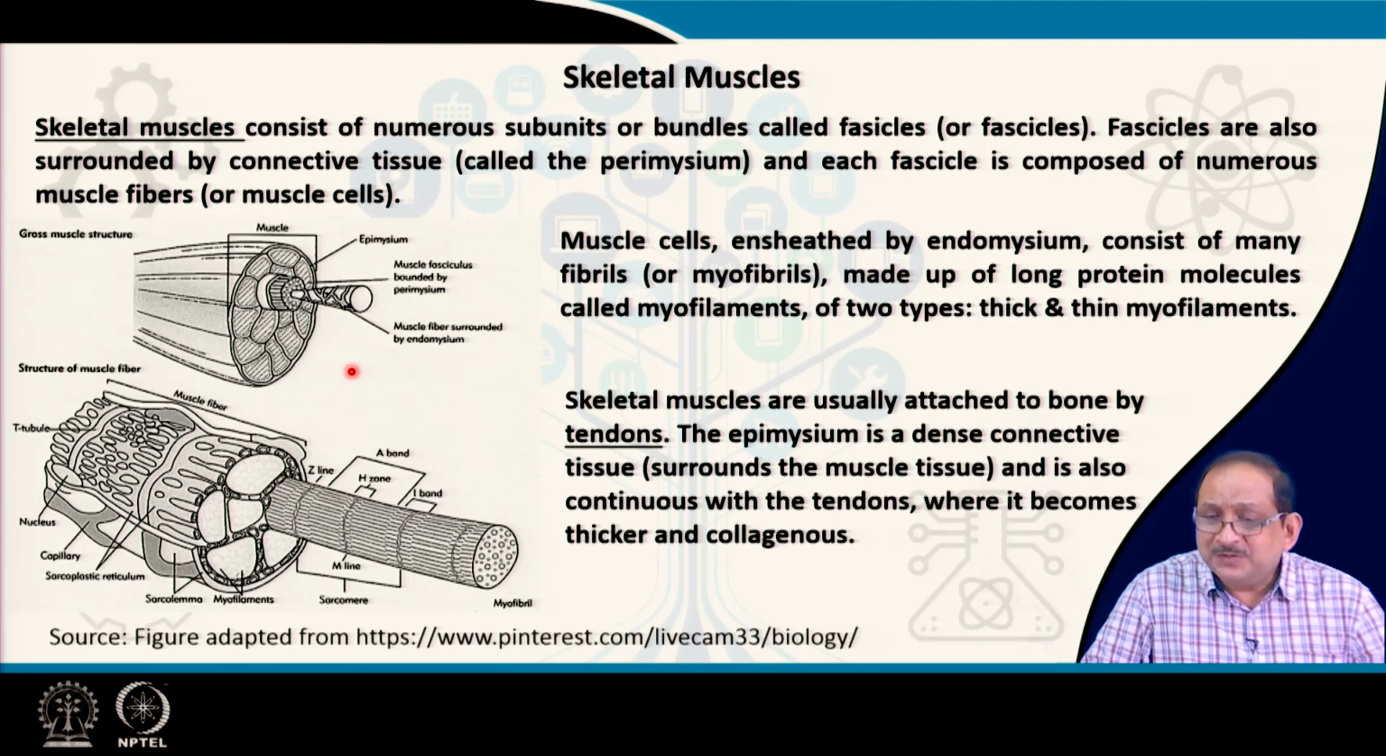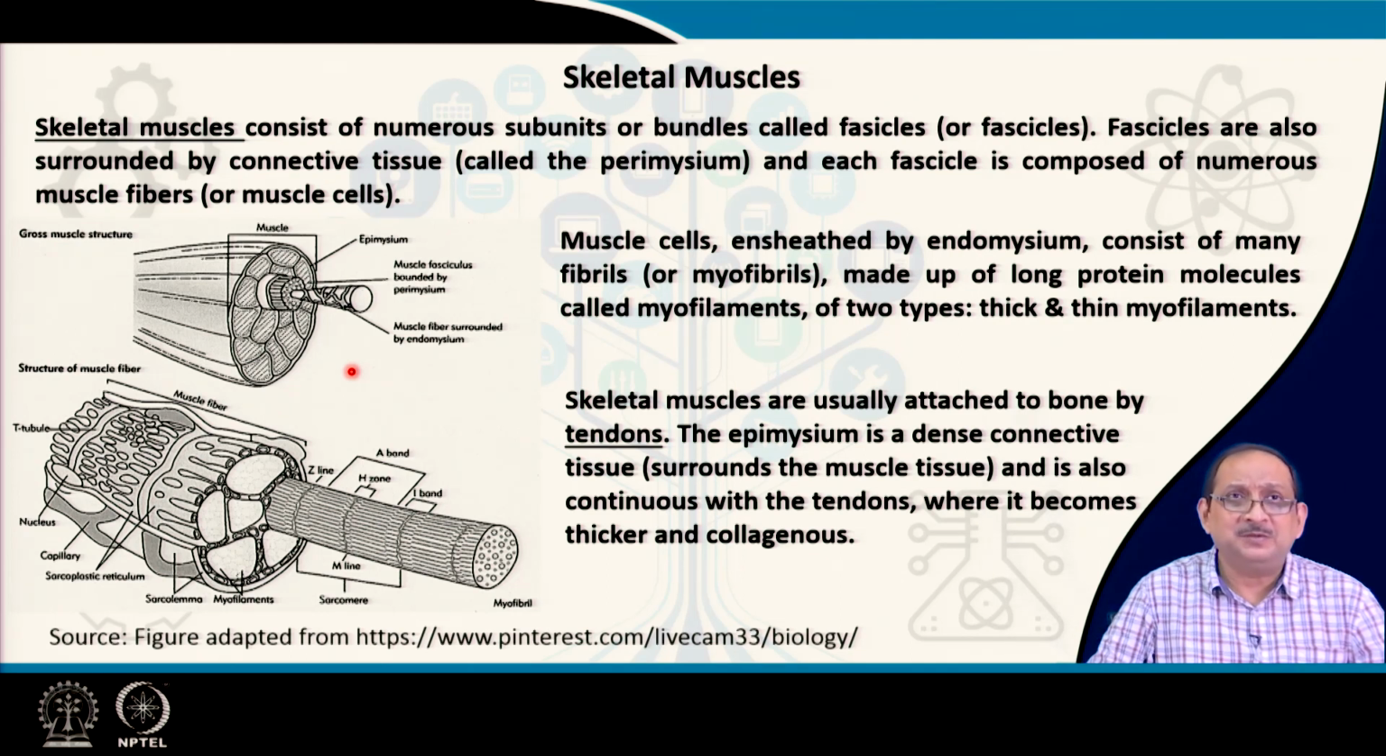The skeletal muscles are usually attached to the bone by tendons. The epimysium is basically a dense connective tissue that surrounds the muscle tissue and is also continuous with the tendons, where it becomes thicker and collagenous. Therefore, the tendon and the muscles are connected via the epimysium.